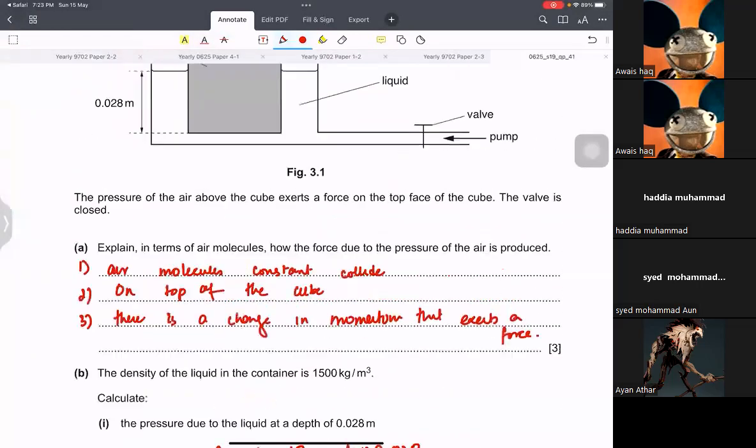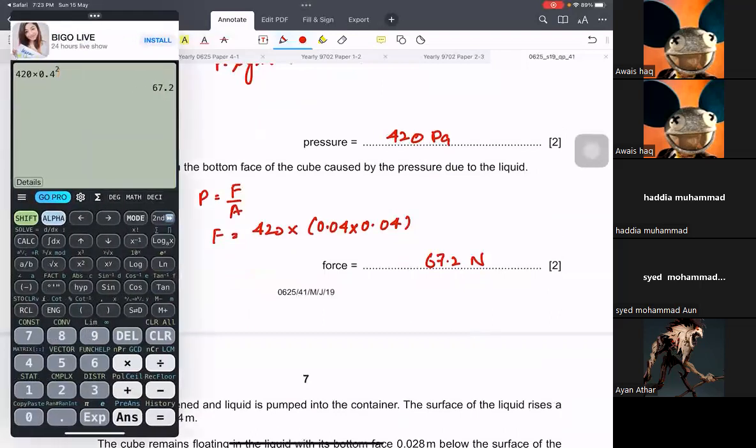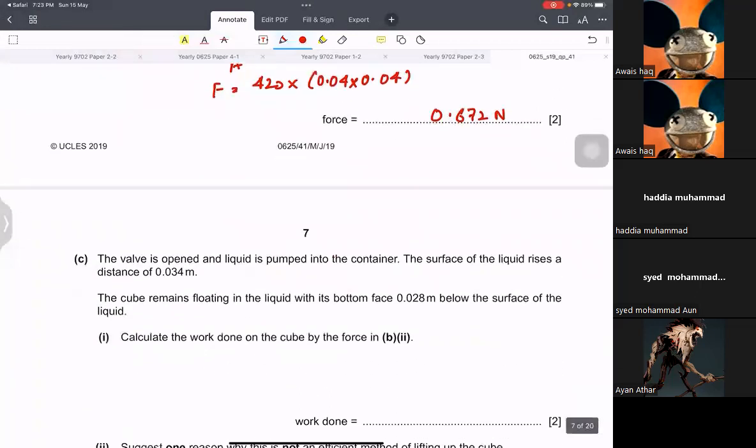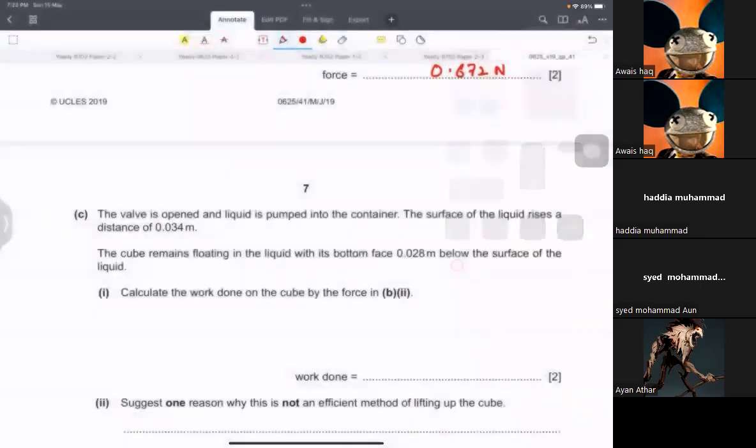All right, let me see everything. 0.04. Let's see, but I'm making so many mistakes today. 0.672 newtons actually. Okay, now need to brighten it up. Okay, the valve is opened and liquid is pumped into the container.